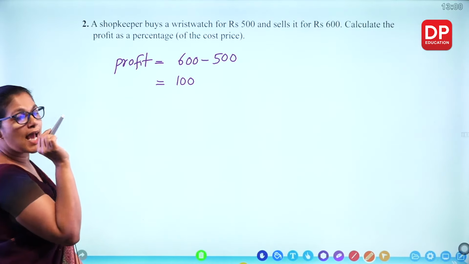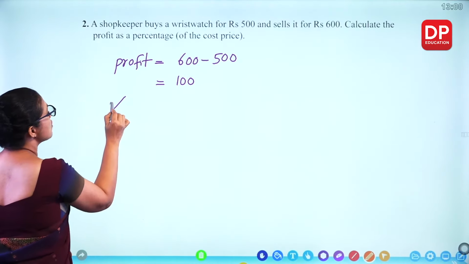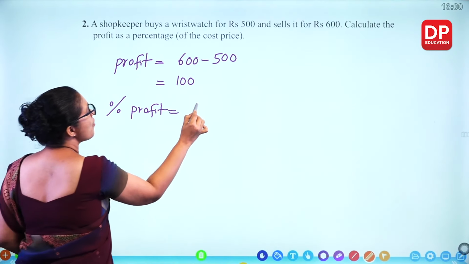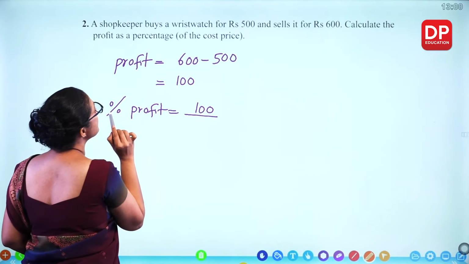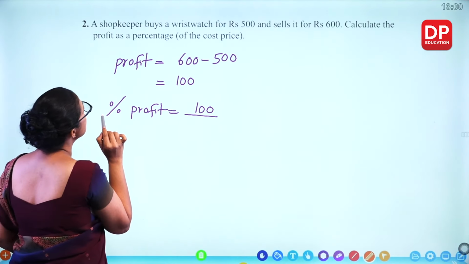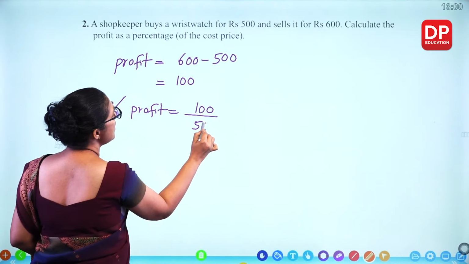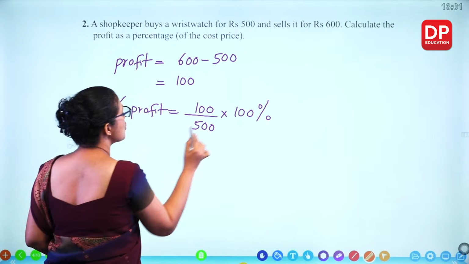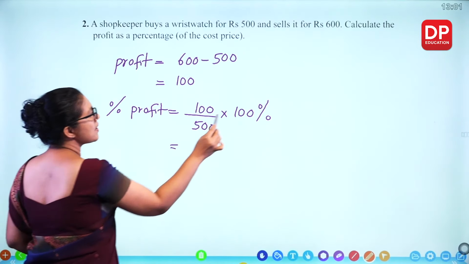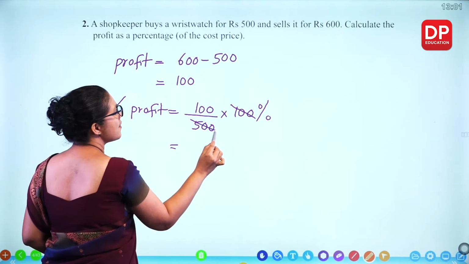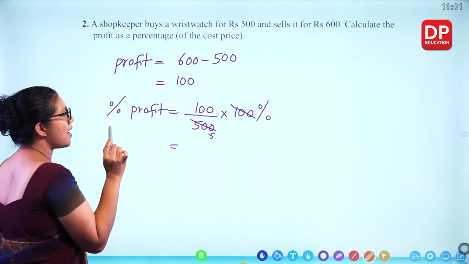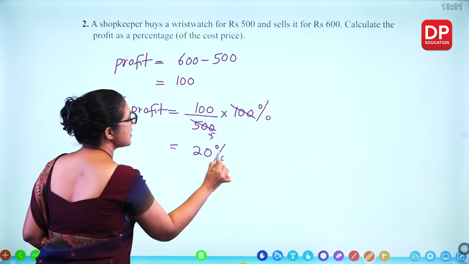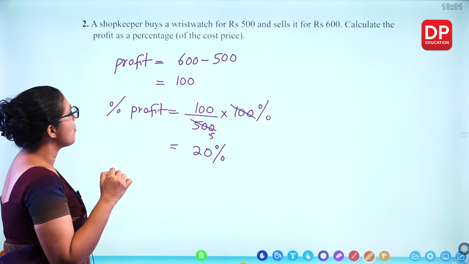Then profit as a percentage. So that's called percentage profit, which is equal to profit divided by the cost price. Cost price is the buying price, that's 500, and multiplied by 100 as a percentage. So what do you do? 100 and 500, you get 5. 100 divided by 5, you get 20%. That's the percentage profit.